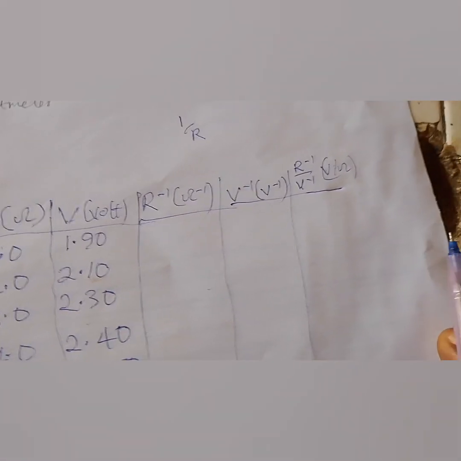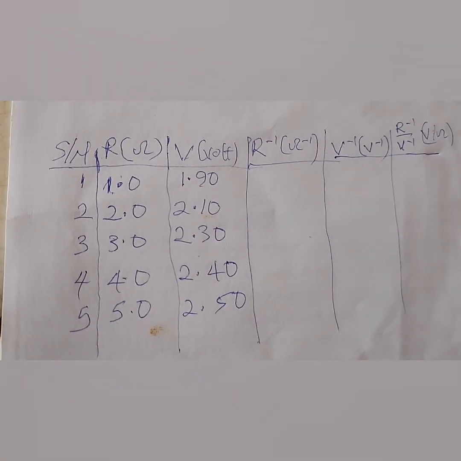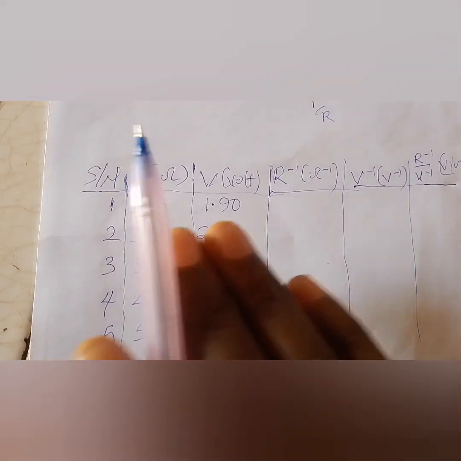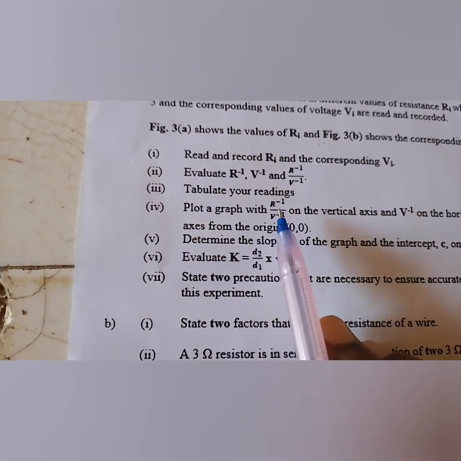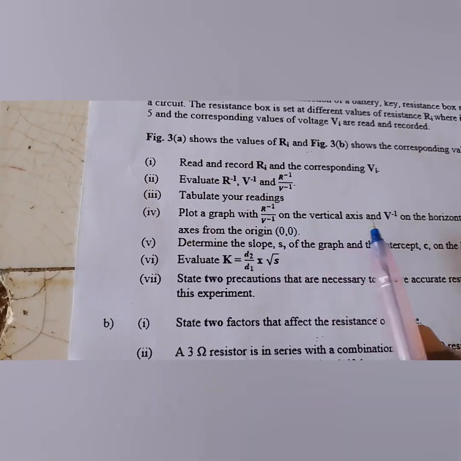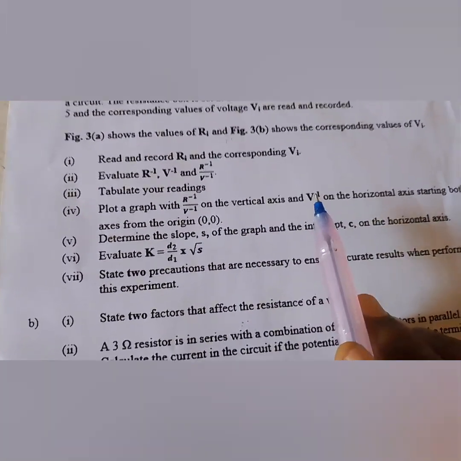Once you are done with these values, the next thing you are going to do is to plot the graph. I think these are the values you needed. In this case, you are going to plot a graph of R inverse over V inverse on the vertical and V inverse on the horizontal.